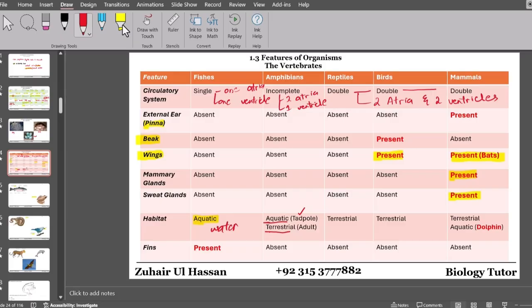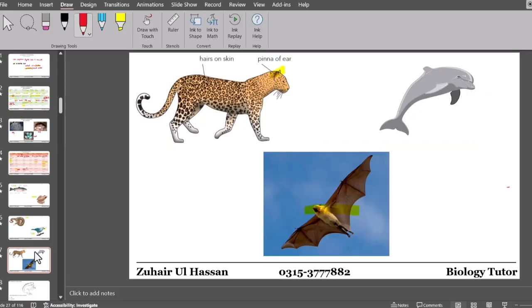A dolphin is an example of a mammal. A dolphin lives inside the water. It also has lungs present. It also gives birth to live young ones. It is a warm-blooded mammal. So due to all of these characteristics, the dolphin is known as a mammal.